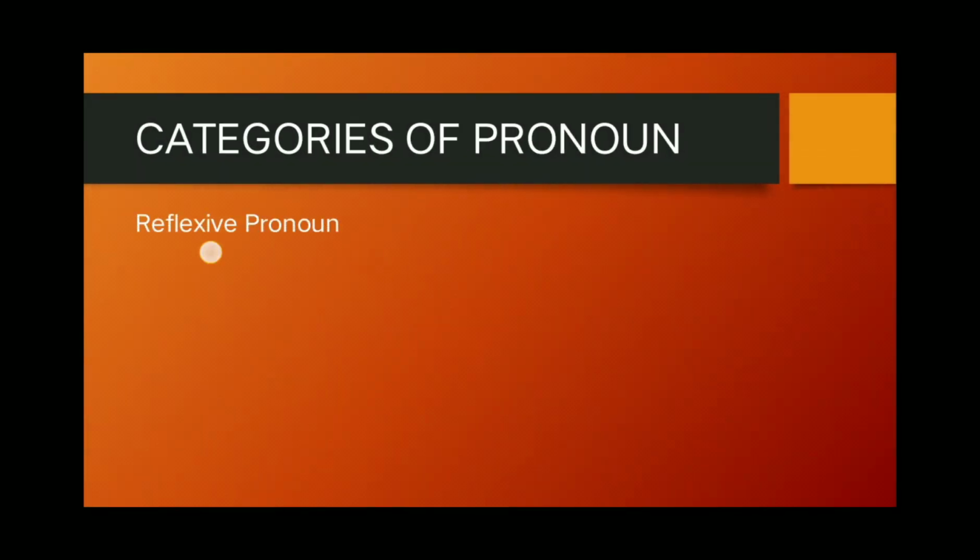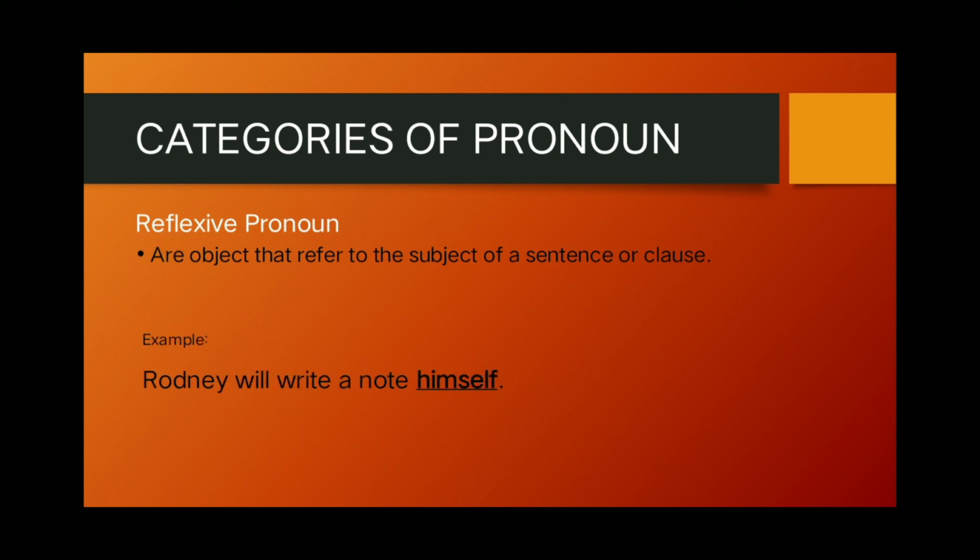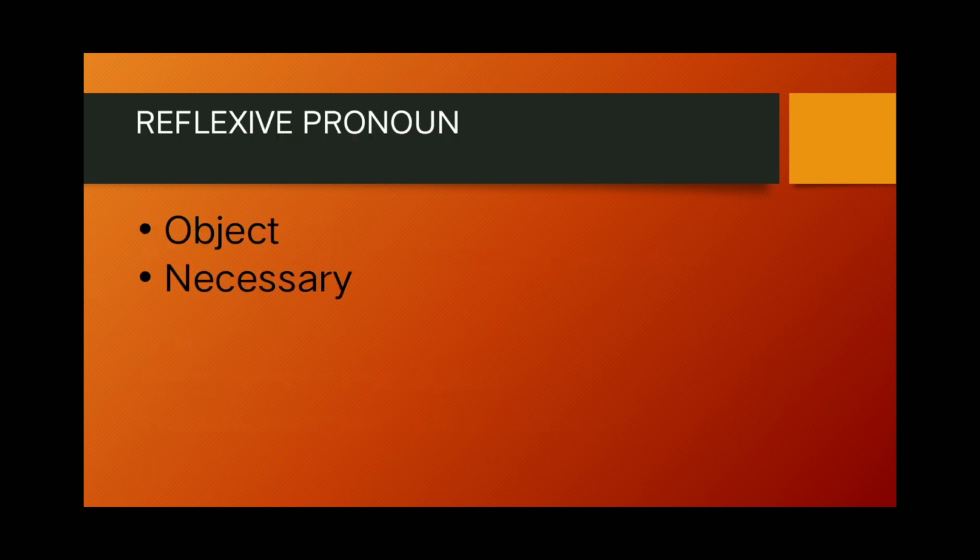First, reflexive pronouns are objects that refer to the subject of a sentence or clause. For example, Rodney will write a note himself. Himself, which is a pronoun, refers to Rodney, which is the subject of the sentence. Second example, I will give myself 3 months to learn Hangul. Notice that myself, which is the pronoun of the sentence, refers to the pronoun I, which is the subject of the sentence. Take note that reflexive pronouns are objects and are necessary to the sentence.